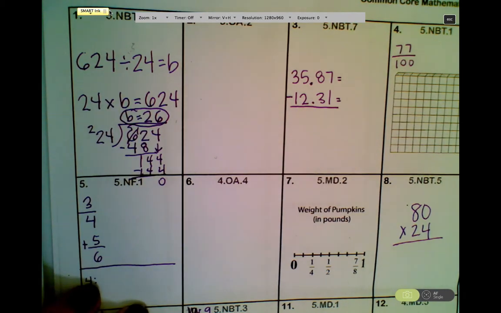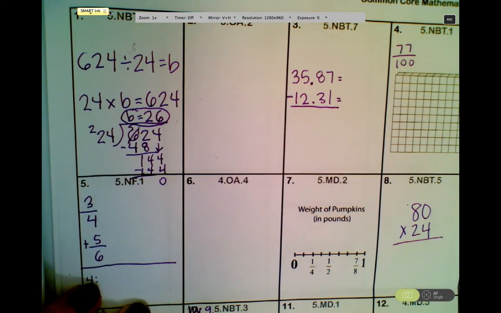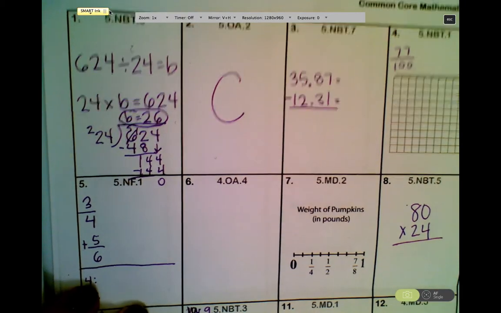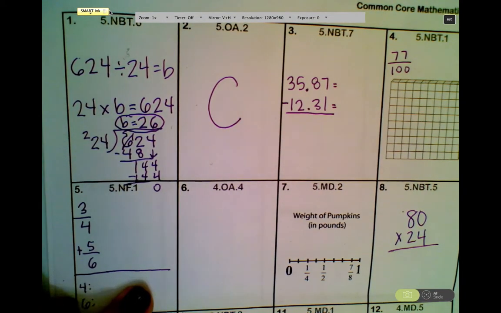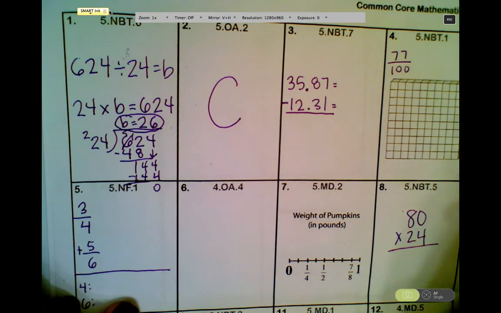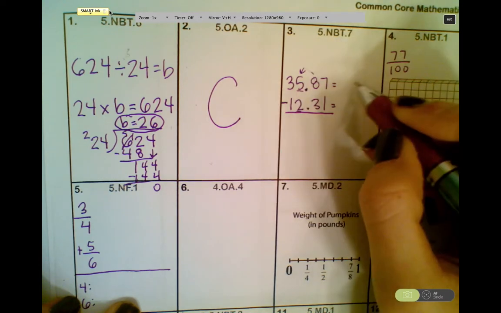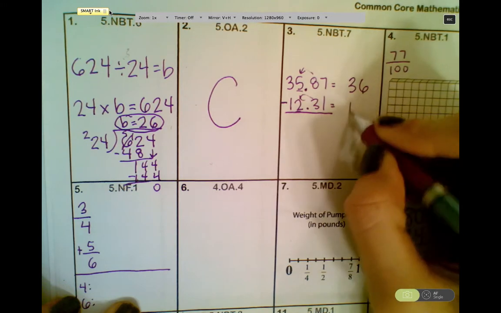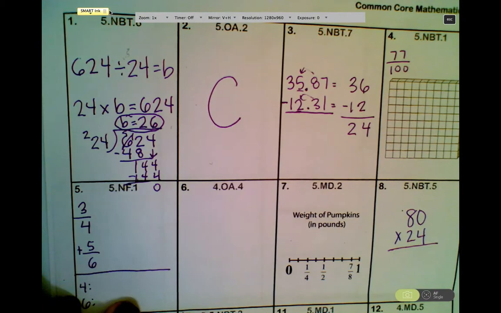Number 2, choose the numerical expression that represents subtracting 50 from 306 and then dividing by 7/8. Your answer is C. Number 3, estimate first, then give the exact difference. I'm going to round to my nearest whole number, or ones place. This number would be 36, and this one would be 12. If I subtract, I get 24.